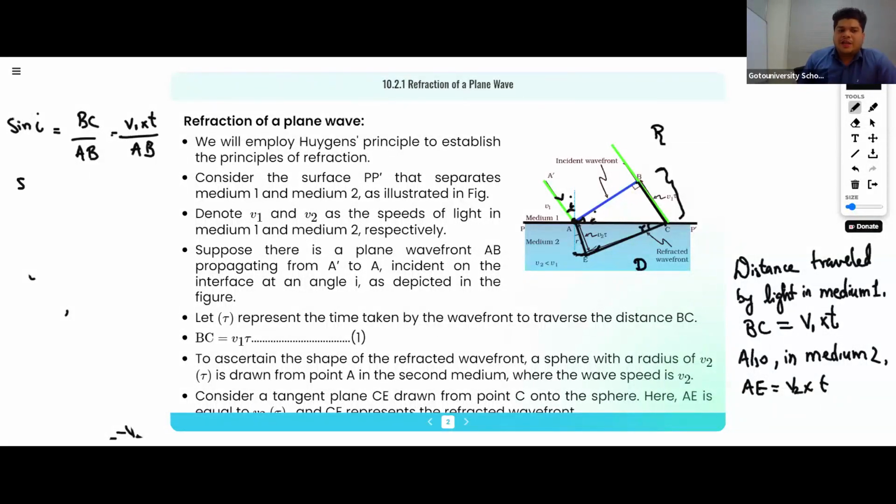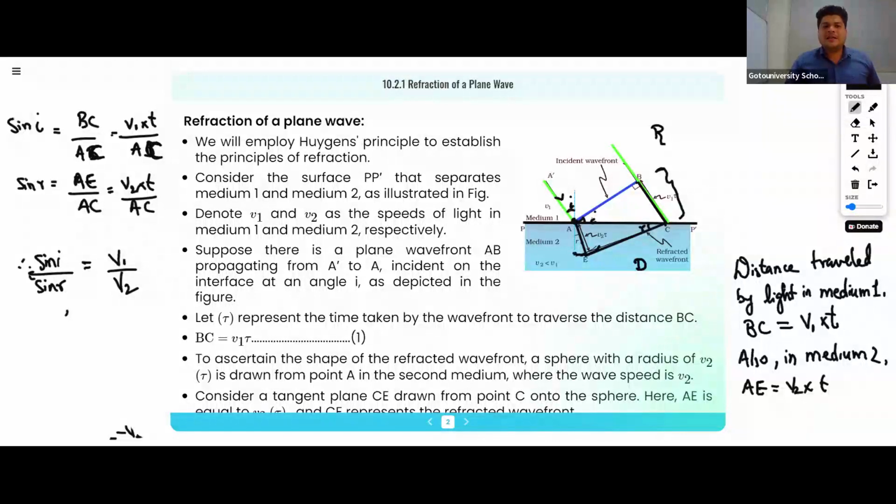If you check about sine R, it will be equal to opposite upon hypotenuse. What is opposite? It is AE. Sorry, here also hypotenuse was AC, and here also hypotenuse will be AC. AE is V2 into T upon AC. So therefore sine of I upon sine of R is equal to V1 upon V2. T and AC will get cancelled.